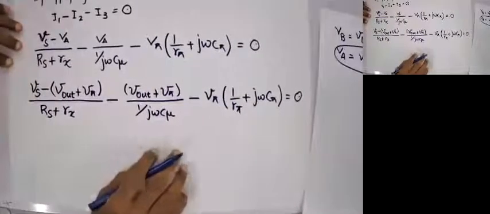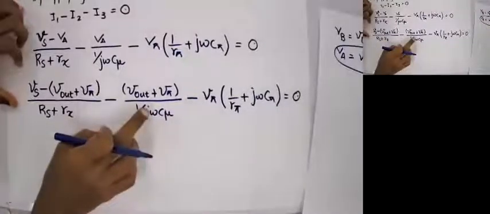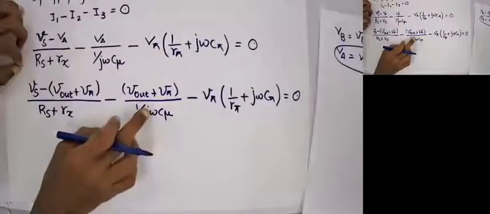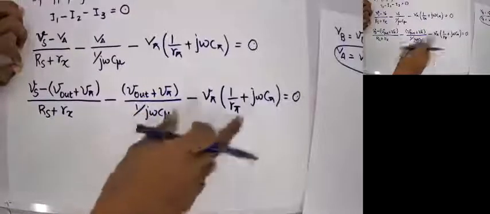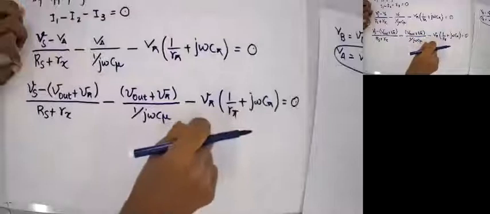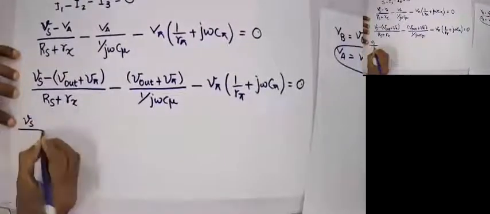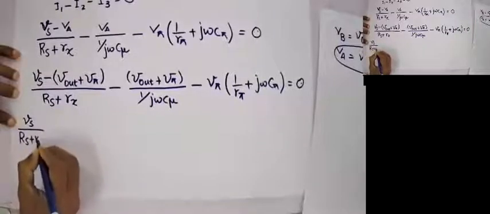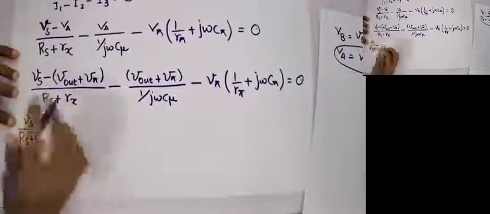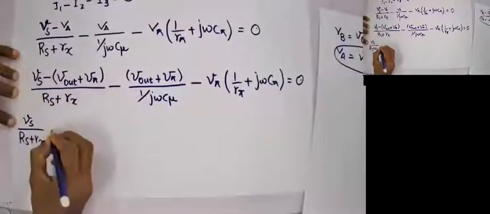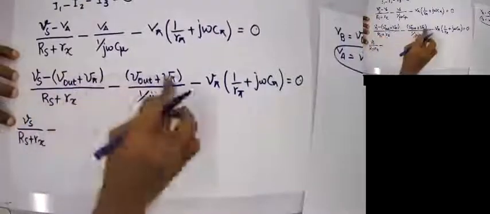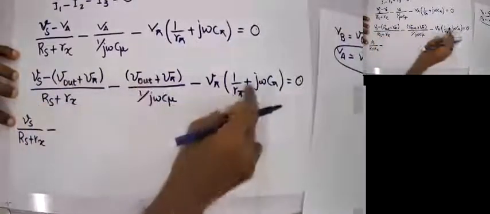Now, look at here. You can take V pi as common. We can group them, V pi separately, V out separately, and Vs separately. So here we can write it as Vs by Rs plus Rx, minus, okay, now group V pi together separately and then V out separately.